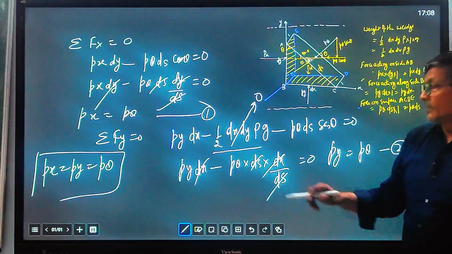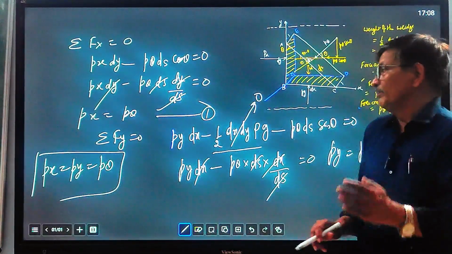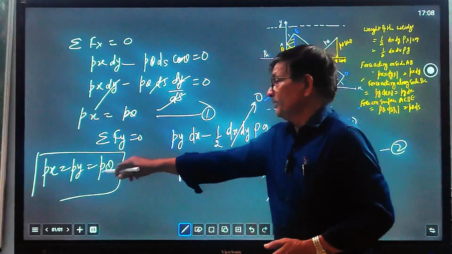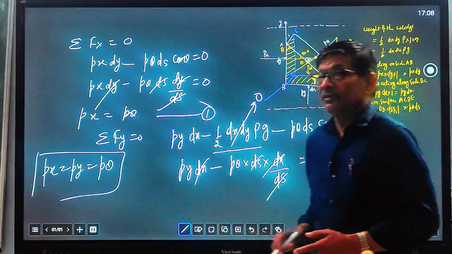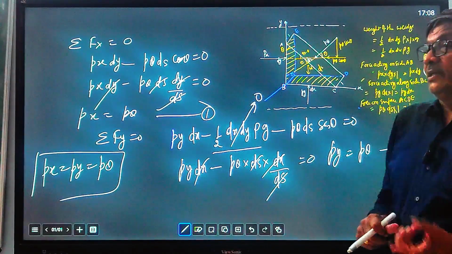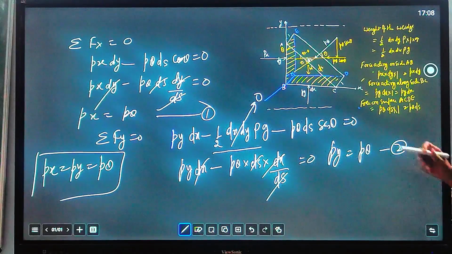So any direction means P theta covers any direction. Px, Py cover 90 degrees apart, but P theta covers any direction. So Px equal to Py equal to P theta means at a given point, the intensity of pressure is the same in all directions. So let us see one very simple example to understand how we can apply it to the hydraulic jack.